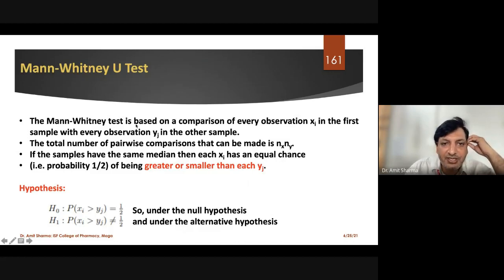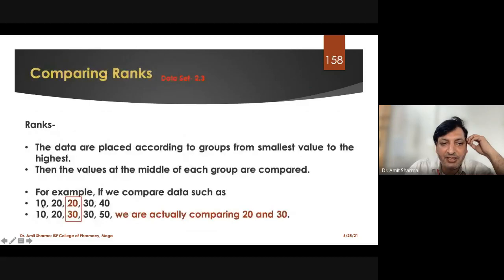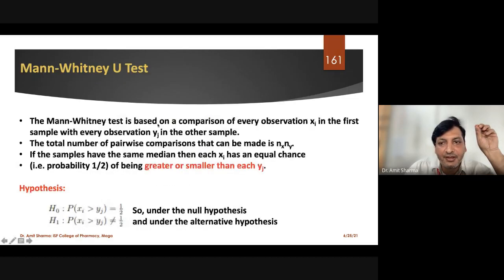The Mann-Whitney U test is based on a comparison of every observation, xi. That means if we have 5 different observations like this, 10, 20, 20, 30, 40, we are going to consider each and every individual sample in our study. Clear? The total number of pair-wise comparisons that can be made is nx times ny. So the first group will be called X, the second group will be called Y. Like we have two groups in our example: one is our surgical ward and the second is our medical ward. So we can say our readings will be NS or NY, the number of patients going to the surgical ward or the number of patients going to the medical ward.